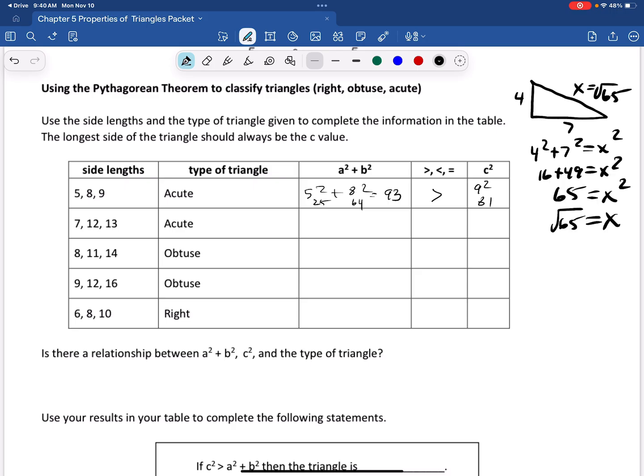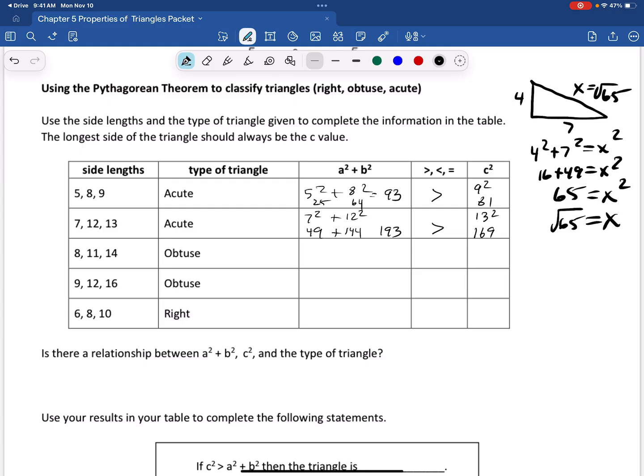The next one is also acute. We've got 7 squared plus 12 squared. That's 49 plus 144, so that's going to be 193, sorry. And then we've got 13 squared, which is 169, and that is less again.